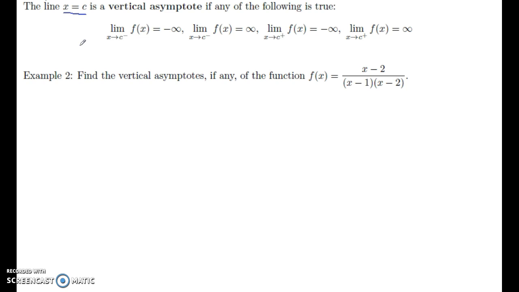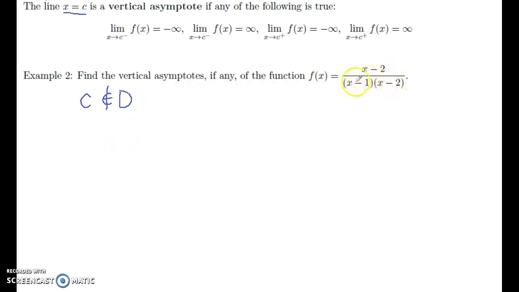So c is usually a number that is not in the domain. So c usually does not belong to the domain, because if c is in the domain, then the function is defined, and when a function is defined, it equals a certain number. So how do we find a c that is not in the domain? We look for the restrictions.